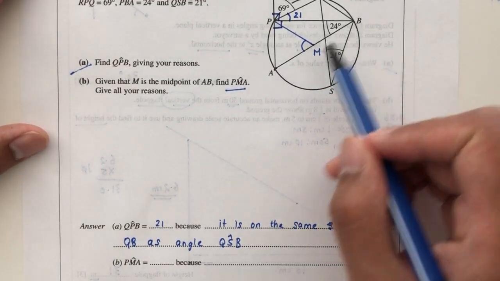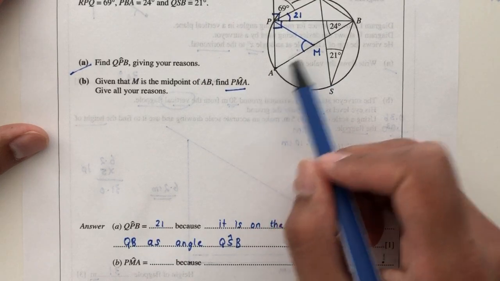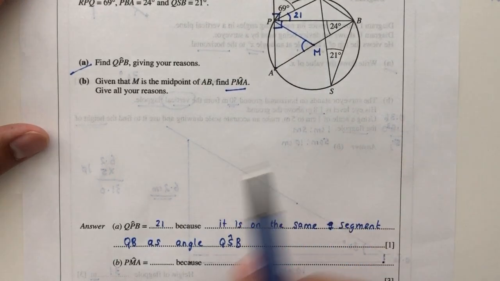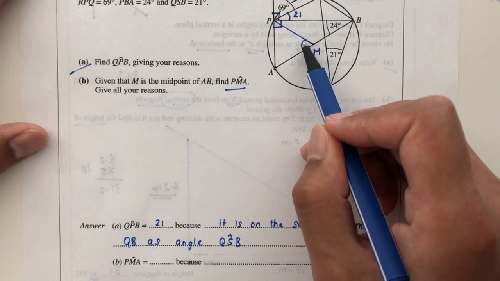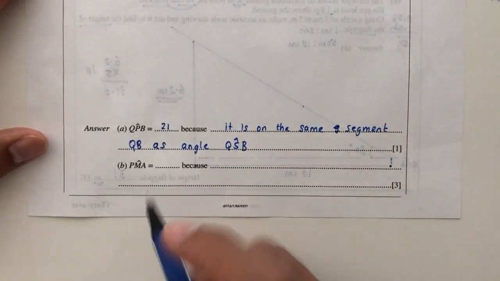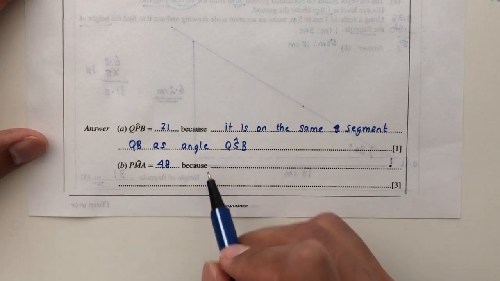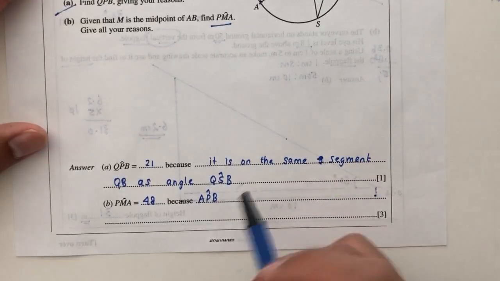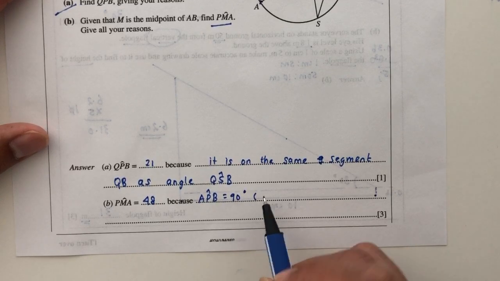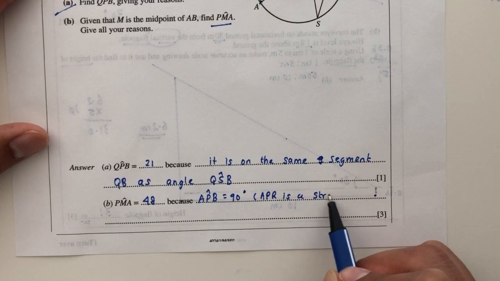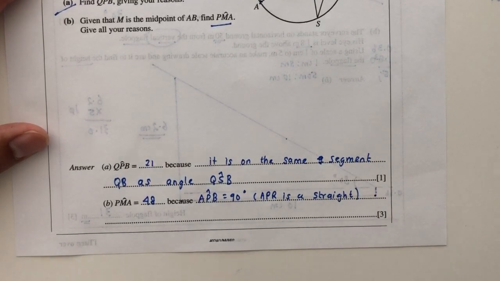Now if AB is the diameter of the circle, and M is the midpoint, AM will be the radius, and M is the center of the circle. As you know, the angle at center is twice the angle at circumference. This will be 48. So let's write this down. Angle PMA will be 48 because the first point you have to realize is that APB, which is this angle, is equal to 90, because we know that APR is a straight line. That's why it's 90.